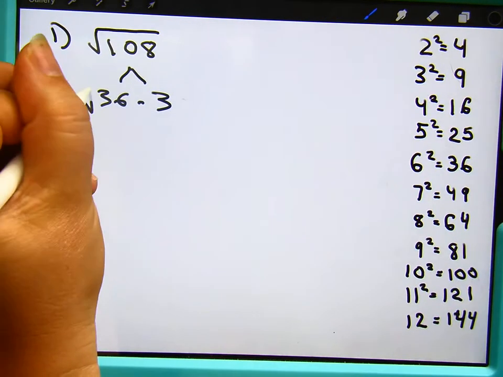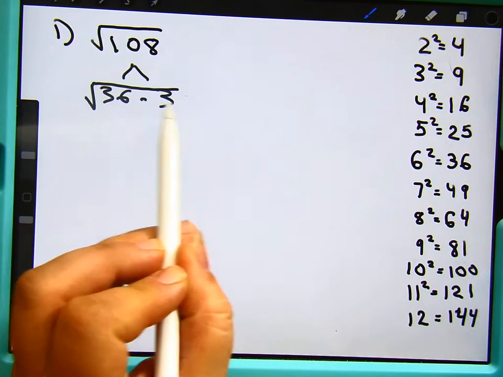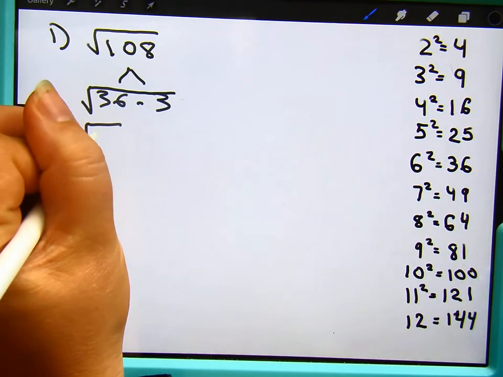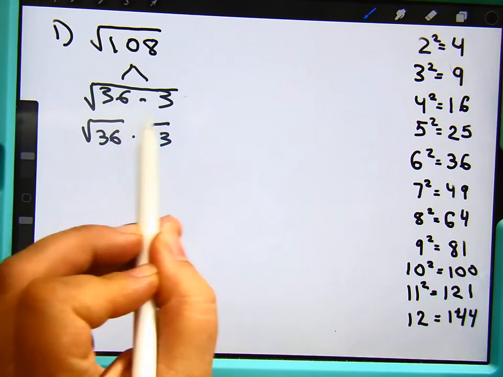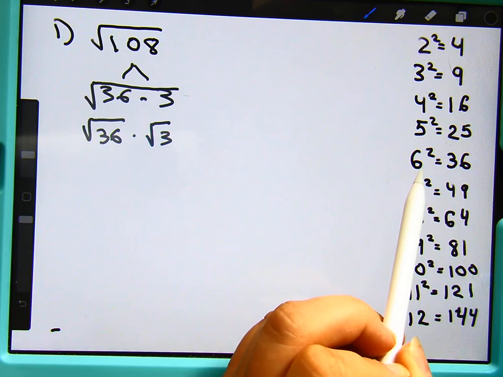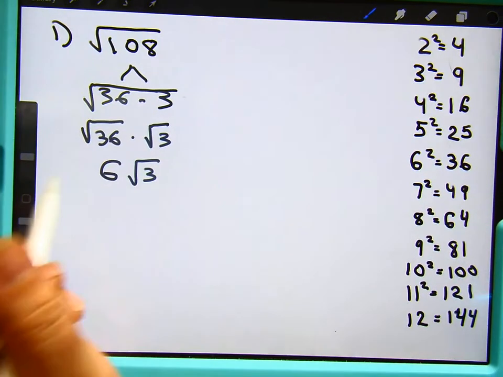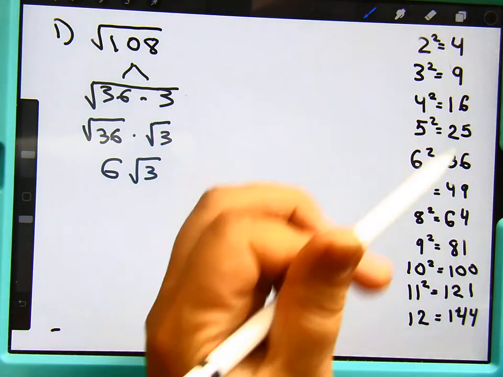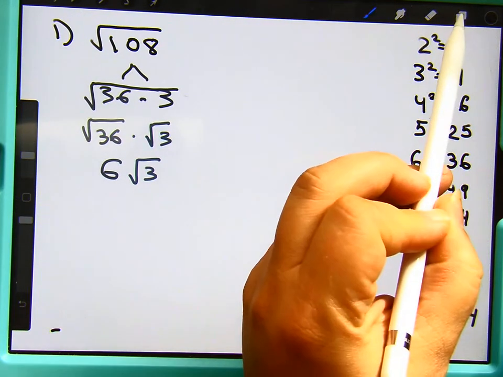I can rewrite 108 as the factors 36 times 3. When I start simplifying this and take the root of each one of these factors, I can come back over here and say, well, the square root of 36 is 6. So I can simplify this down to 6 times the square root of 3. This is one way that you can go about simplifying it. So let's see another example.